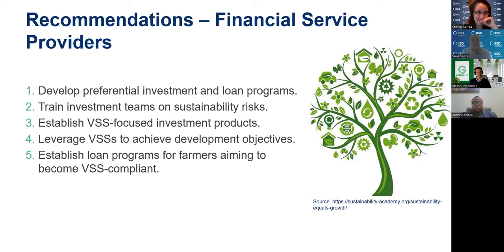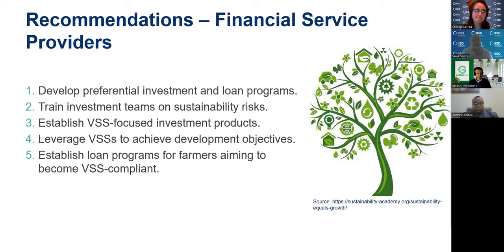Third, develop investment products for VSS compliant operations such as certification bonds. Fourth, financial service providers can leverage VSS to address social and environmental challenges. Development impact investors can support the expansion of VSS in areas that can benefit most from their implementation. And lastly, financial service providers can develop specific financial support programs for farmers to become VSS compliant, which can expand their customer base. Next slide, please.